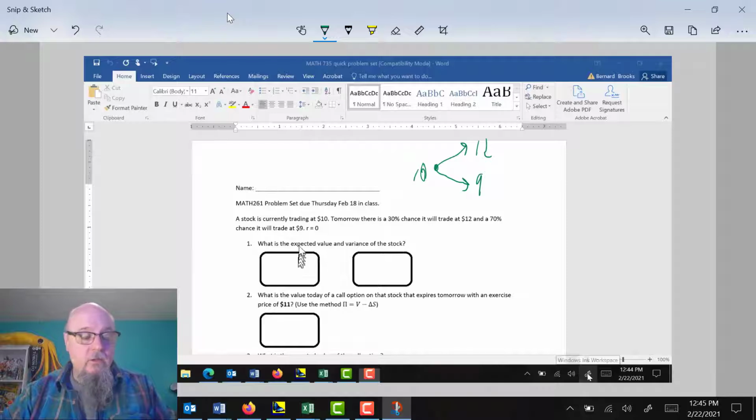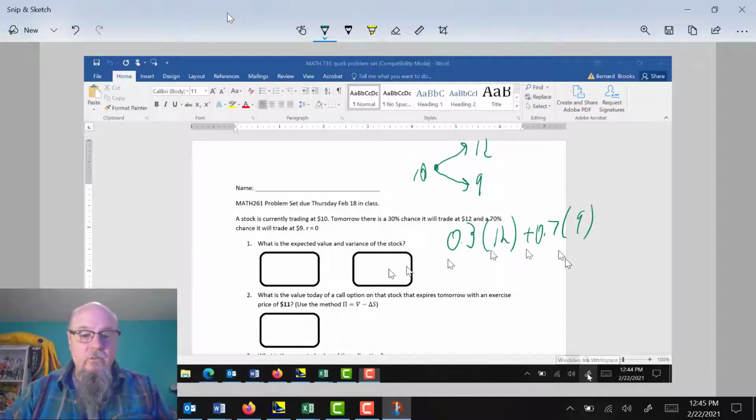The expected value. So the expected value is just going to be a 30% chance that it's $12, and a 70% chance that it's $9. So its expected value is 9.9. The variance.